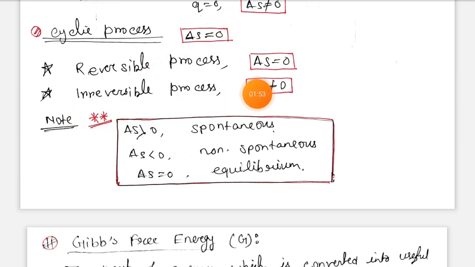Next, this box is very important. Delta S greater than 0 is a spontaneous process, delta S less than 0 is a non-spontaneous process, and delta S equal to 0 is equilibrium.